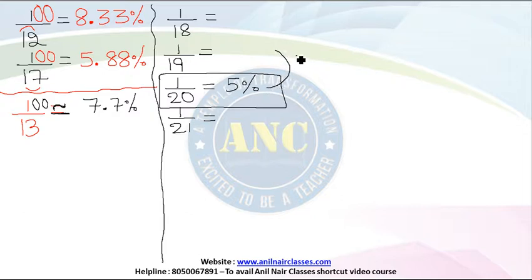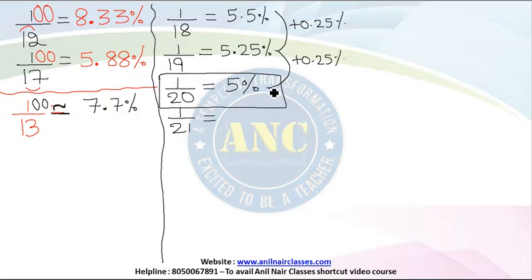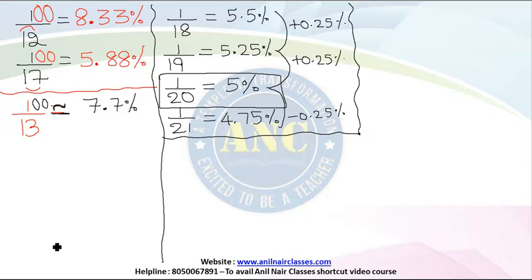Above one will go with a deviation of plus 0.25 percentage. That means 5 plus 0.25 is 5.25 percentage. Again above one will go with a deviation of plus 0.25 percentage. 5.25 plus 0.25 is 5.5 percentage. Below one will go with a deviation of minus 0.25 percentage. 5 minus 0.25 is 4.75 percentage. Above one will go with a deviation of plus 0.25, below one will go with a deviation of minus 0.25. And this logic is applicable only for these four set of values.